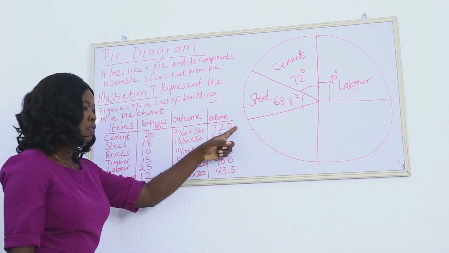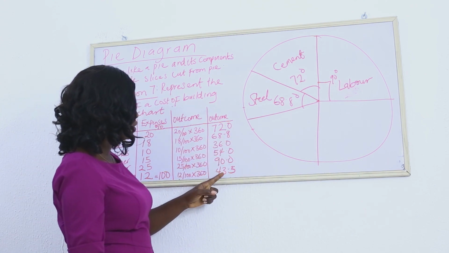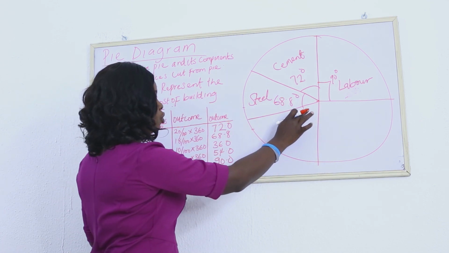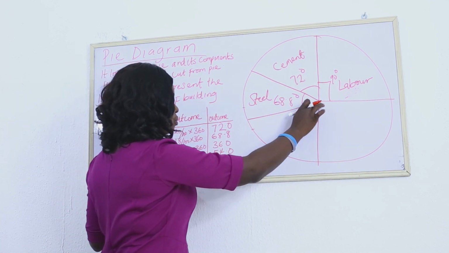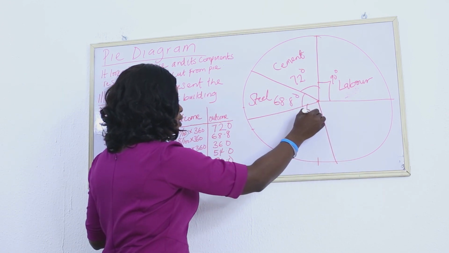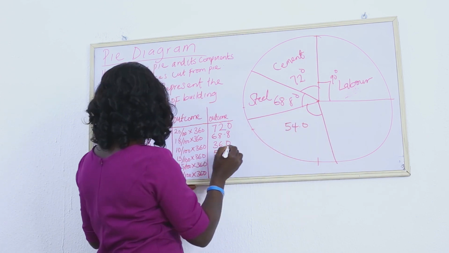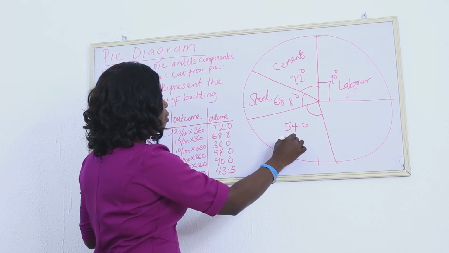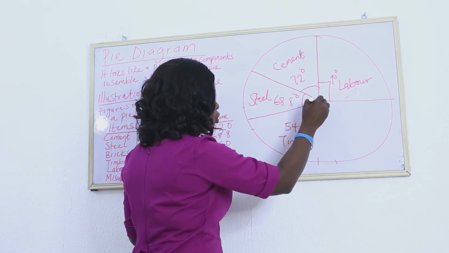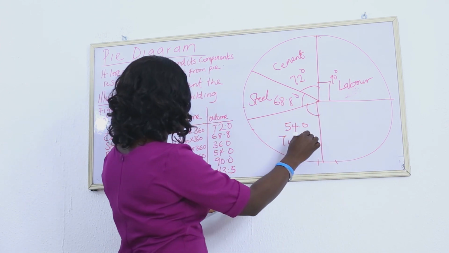I've done for 72, I've done for 68.8, then the next values I have are 43, 54, and 36. So I'm going to draw out the 54 now. The 54 should give me around this point, 54.0, which is timber. This is too large, so I'm going to withdraw to be around this point, 54.0, which is timber.